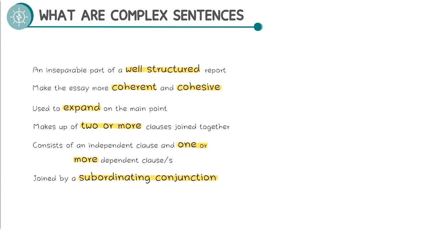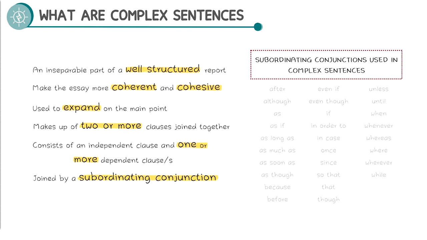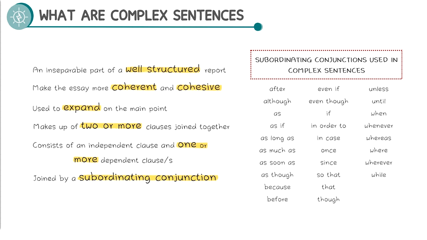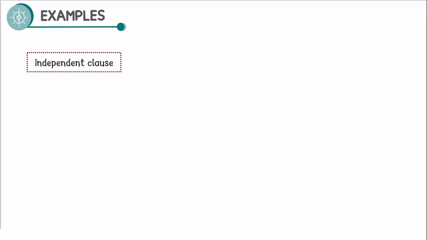Let's start with subordinating conjunctions. So here is a list for you to use in your report. You can pause this video to copy the subordinating conjunctions. This is an example of an independent clause. This sentence can stand on its own. We have to make sure it is blueberry.